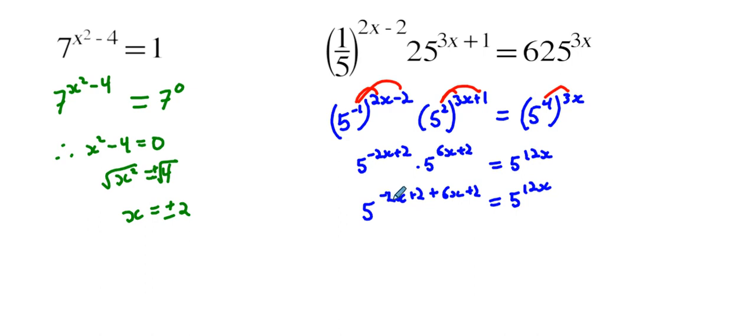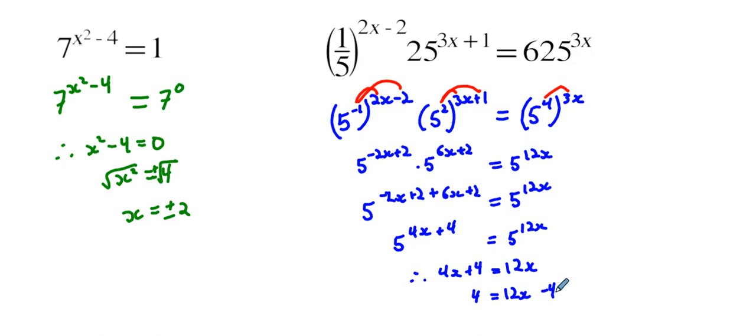So I can simplify this. This negative 2x and this positive 6x, that's going to make 4x. And the plus 2 and the plus 2 will also make a positive 4. And I'm left with the 12x on this side. Now I can drop my bases and I can say therefore that 4x plus 4 has to equal 12x. And we're going to collect like terms. We're going to write 4 is equal to 12x minus 4x. So we have 4 is equal to 8x.